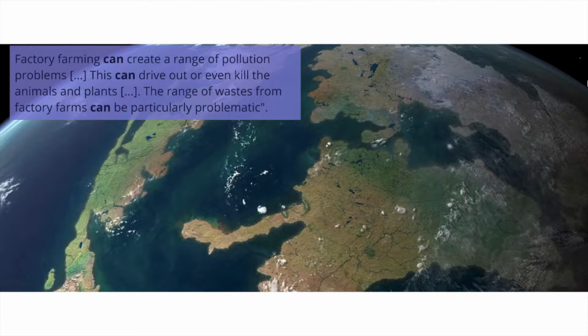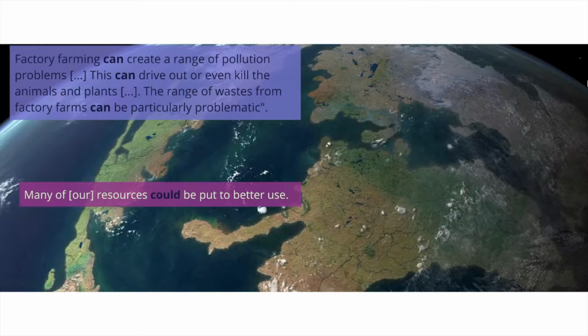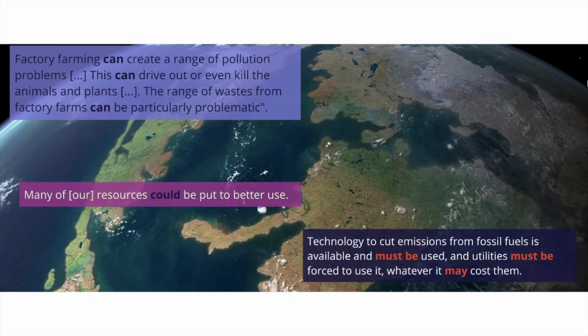Factory farming can create a range of pollution problems. This can drive out or even kill the animals and plants. The range of wastes from factory farms can be particularly problematic. Many of our resources could be put to better use. Technology to cut emissions from fossil fuels is available and must be used, and utilities must be forced to use it, whatever it may cost them.